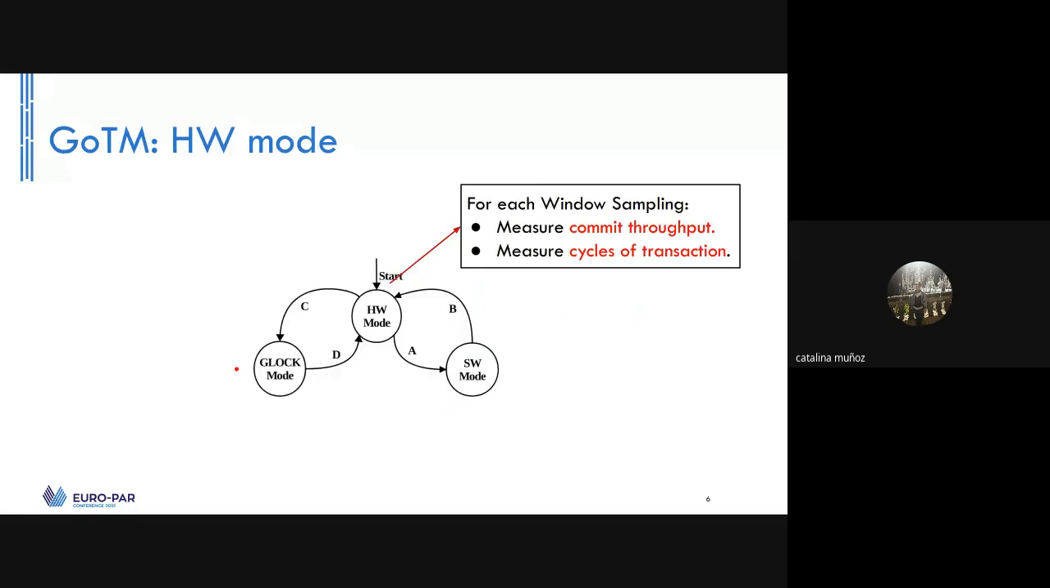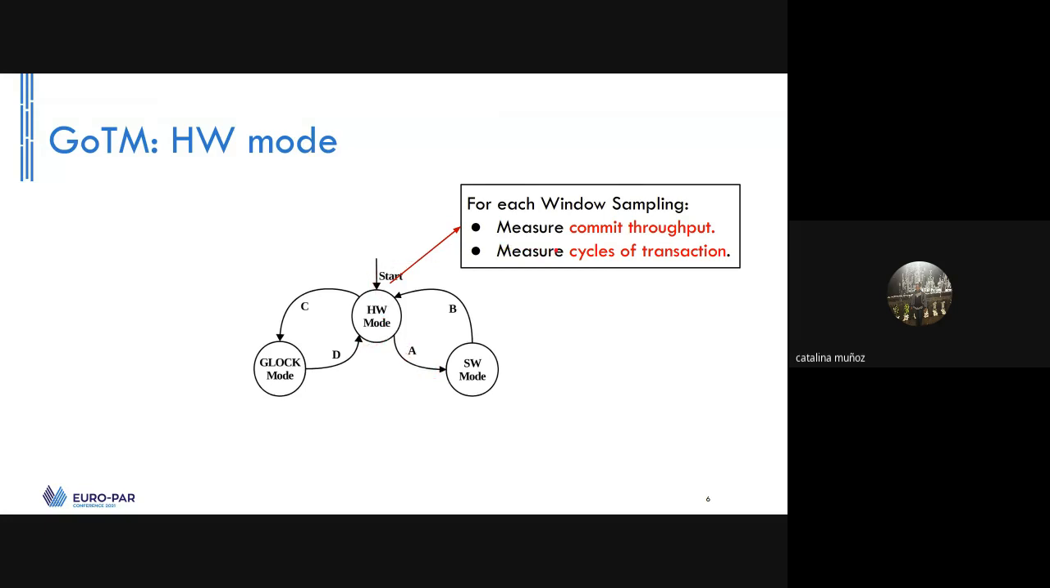Now to explain our approach, as I mentioned, graph-oriented TM, we have three modes of operation. We have hardware mode, software mode, and global lock. To decide in which mode of execution I'm going to be executing the transactions, because in HTM I can only execute the transactions in a single mode, I have to decide when to switch from mode to mode.